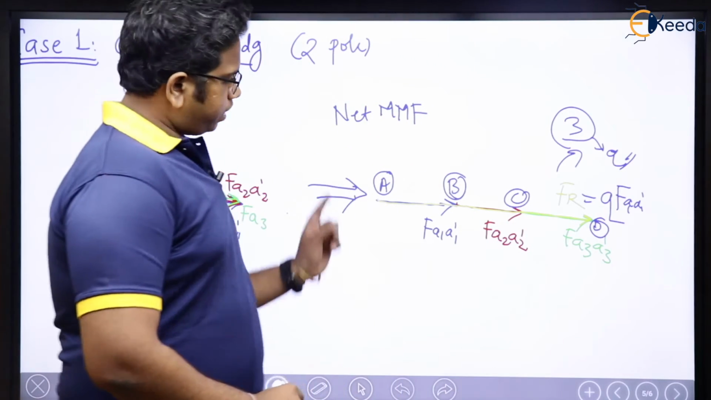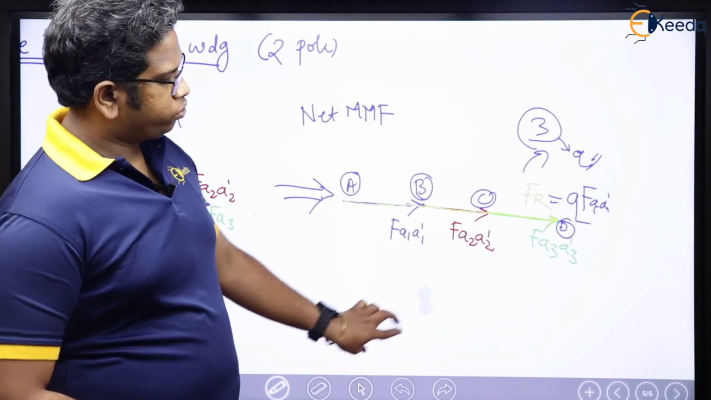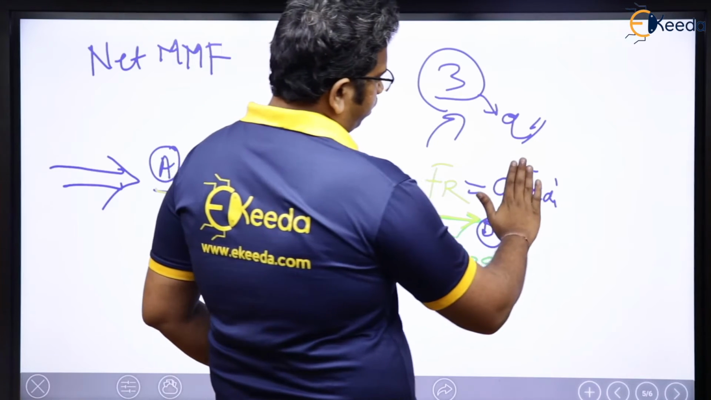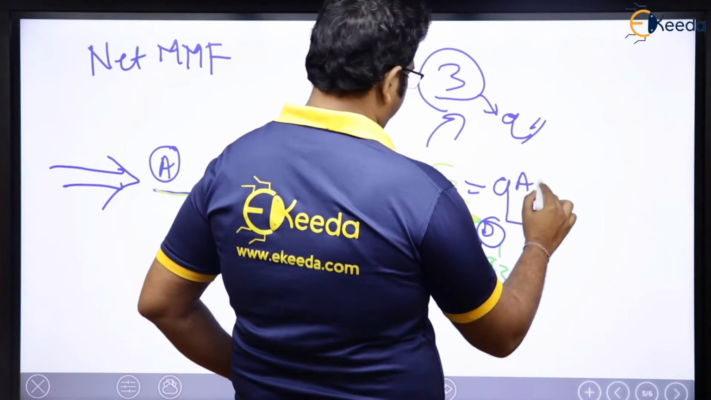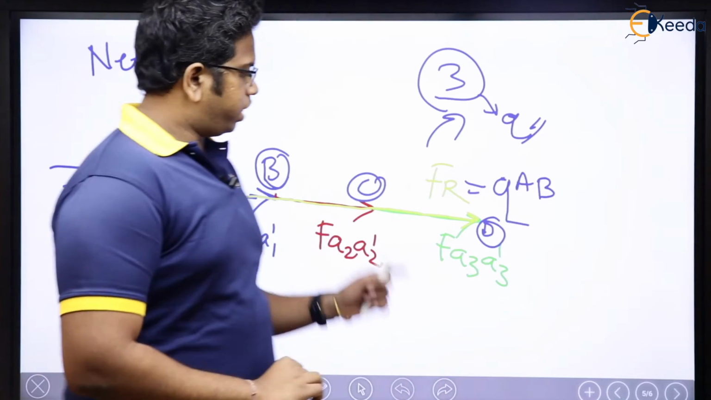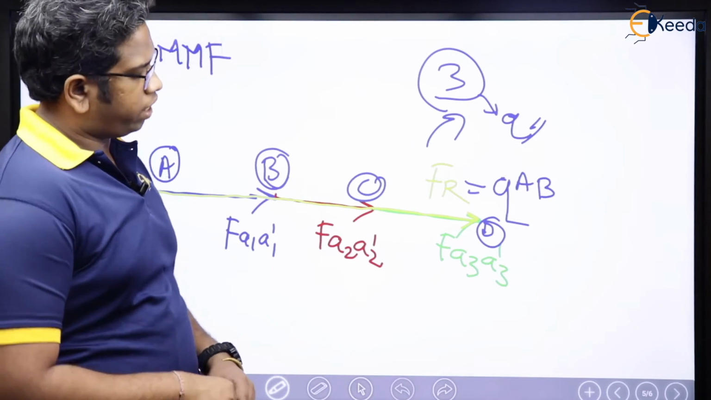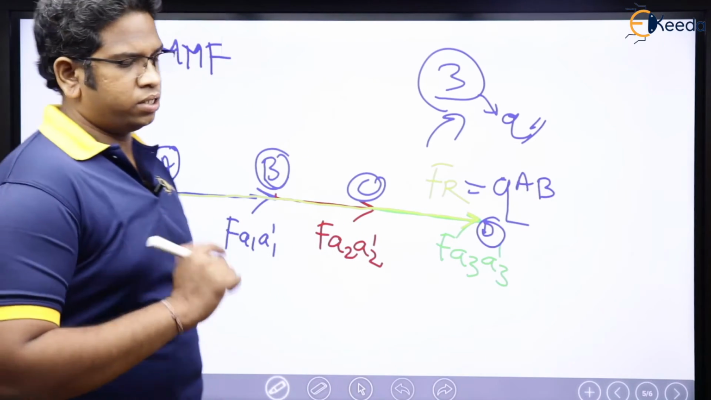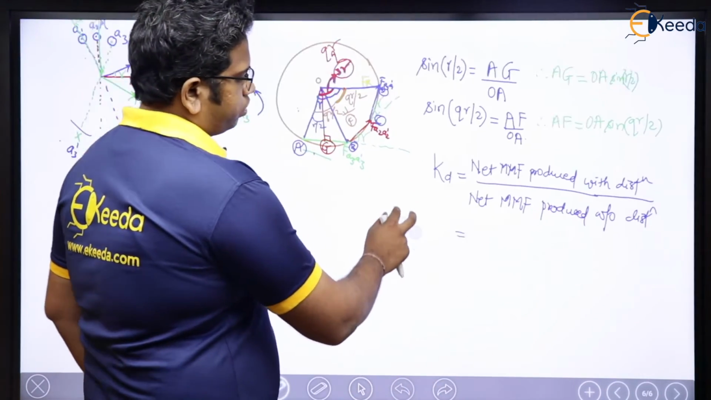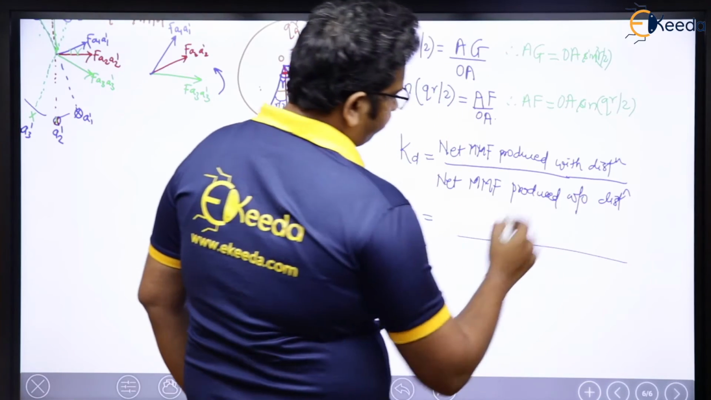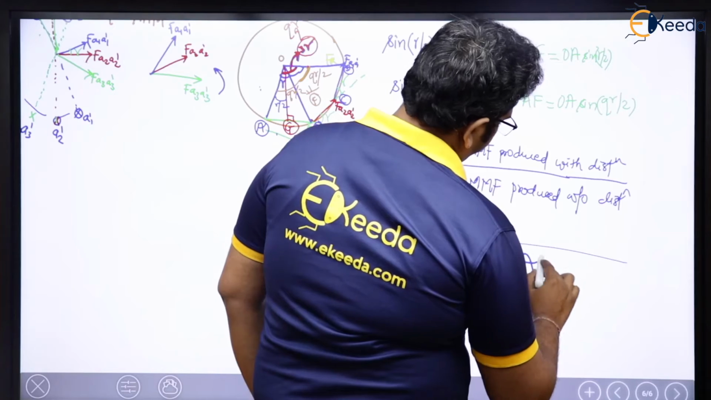Now you please tell me, since AB is equal to BC is equal to CD, all are going to be equal. So the moment all are equal, FAA dash, I will replace it by, let us say, AD, AB. And we know that AB is the same as CD only, so I can also replace it by CD. There is no problem. So that is going to be Q times AB, the net MMF produced without distribution.